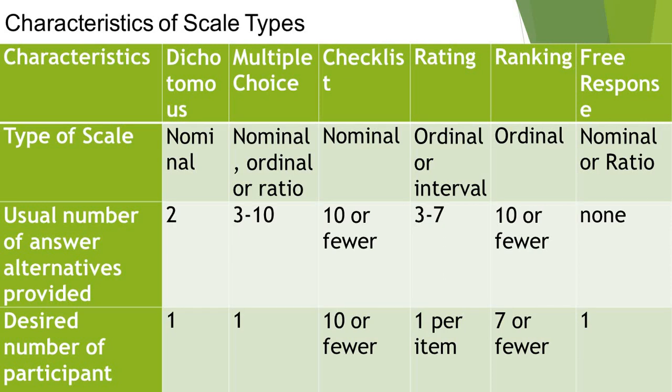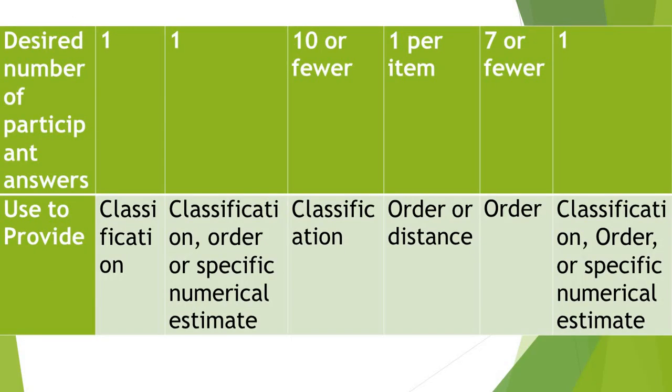Desired number of participants for dichotomous is 1, multiple choice is 1, checklist 10 or fewer, rating 1 per item, ranking 7 or fewer, free response is 1.